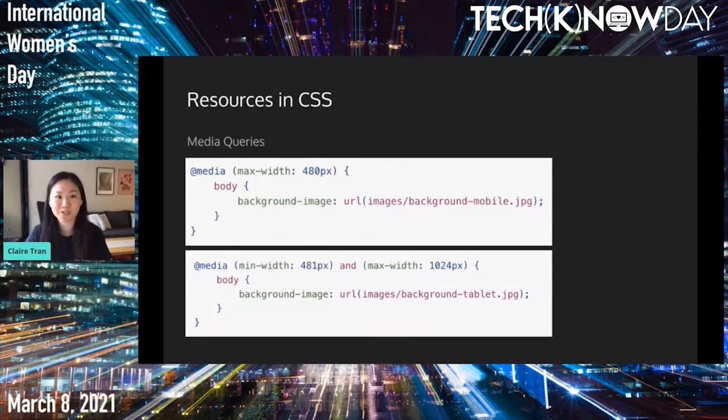Another thing we can do is use media queries. With media queries, we often define different styles to apply for device types. We can also use that for background images. That way we can target optimized images for a device.